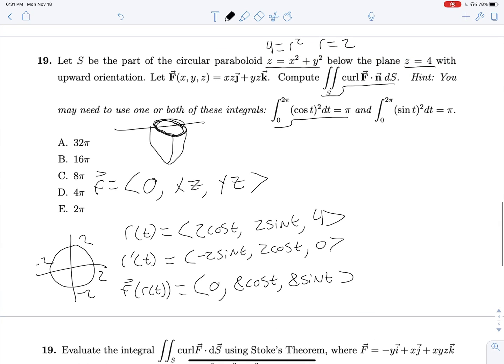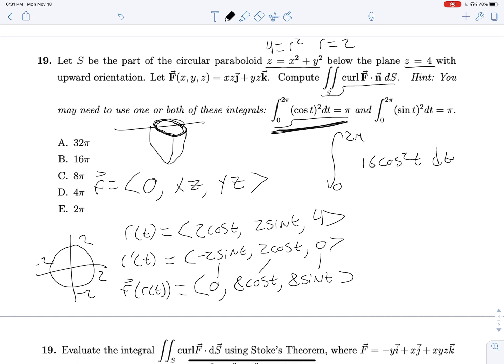And all we have to do now is set up our integral from 0 to 2 pi of f of r of t dotted with r prime of t, which you see when we do this dot product, we're going to get 0 here, 0 here, and 16 cosine squared t there. Cosine squared t dt. And I wish they would do this more where you're kind of being benefited by setting everything up. This would be relatively easy to do.